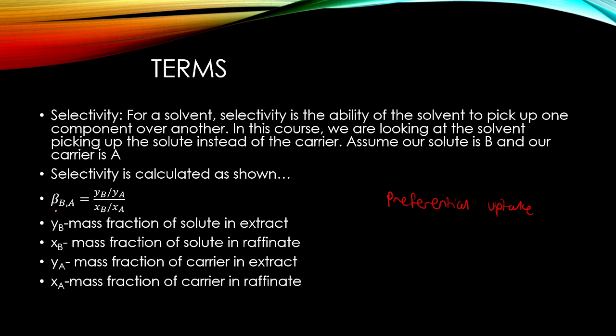So we use this notation for selectivity. This means the selectivity of B over A. Remember we said A was a carrier, B was a solute, and C was a solvent. So the selectivity of B over A is the selectivity of the solute over the carrier, right? And YB is going to be the mass fraction of solutes in the extract. XB is the mass fraction of solutes in the raffinate. YA is the mass fraction of carrier in the extract, and XA is the mass fraction of carrier in the raffinate.